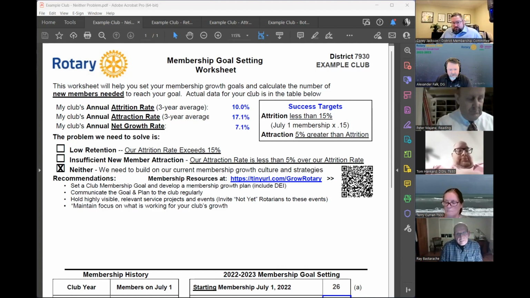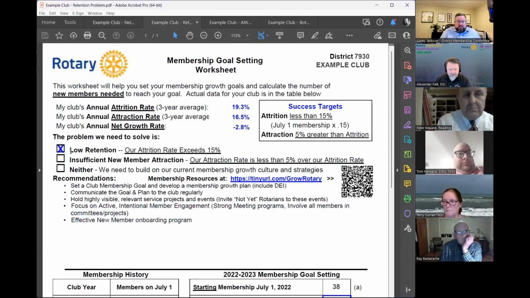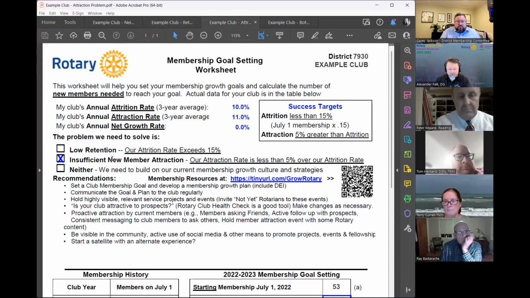So what I have here on the screen is 4 example club worksheets that have different kinds of problems with their membership growth. Well, the first one has no problem, actually. It has a low attrition rate and high attraction rate. And we'll talk about that in more detail in a second. The second example has a low retention problem because their attrition rate exceeds 15%. The third one has an insufficient new member attraction problem. And then the last one has both problems.